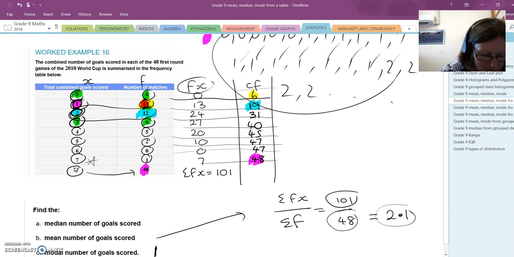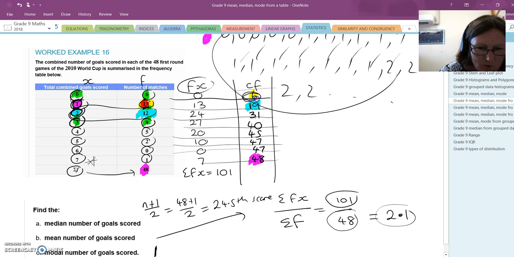So for the median score, we use n plus 1 divided by 2. So 48 plus 1 divided by 2 is the 24.5th score. All right, remember here are the scores up to 6. In here are all the scores up to 19. In here are all the scores from 20 up to 31.